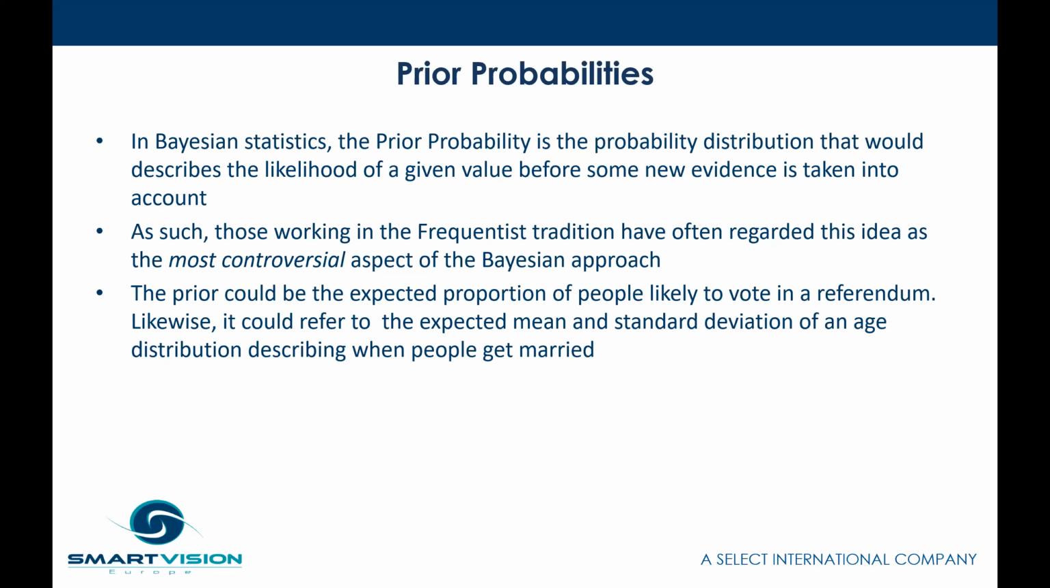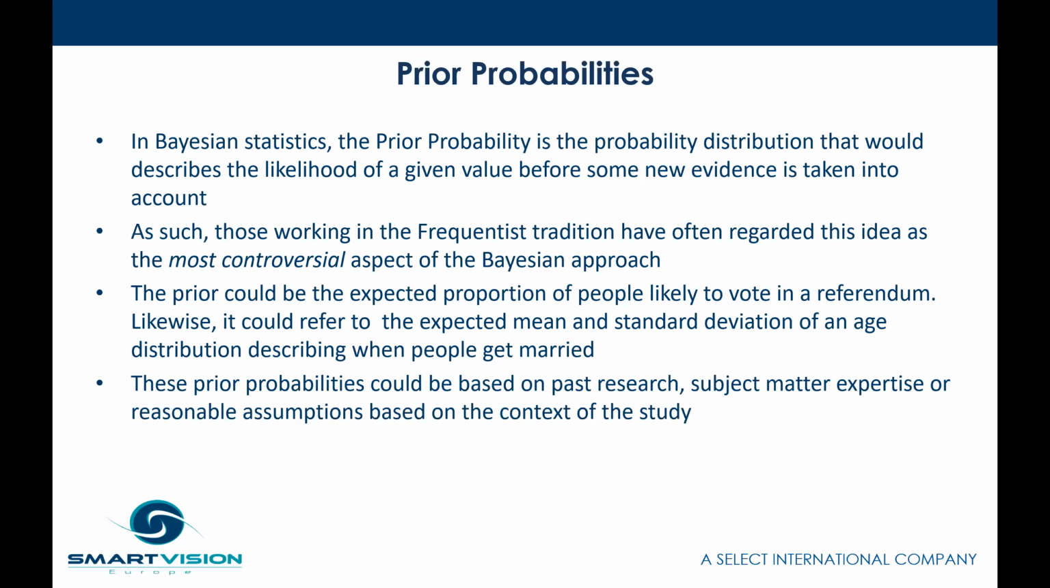Likewise, it could refer to the expected mean and standard deviation of an age distribution describing when people get married. It's kind of a rough guess. The frequentist tradition would say, look, they might get married at the age of 2, and they might get married on average at the age of 99. The Bayesian tradition says, look, come on, let's be reasonable. Let's assume the average age is 28 or something like that, and the standard deviation is 10, or 8, or something like that. It makes some sort of rough guess. These prior probabilities could be based on past research, subject matter expertise, or reasonable assumptions based on the context of the study.